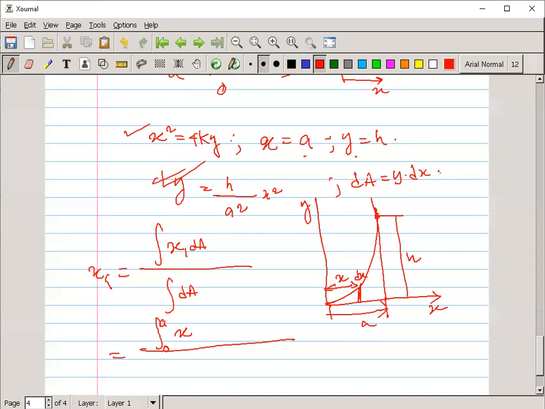Now the question may come, what is the value of y? It is written here, tell me. y is h x square by a square. So dA is equal to h x square by a square into dx. So we simply put here, instead of dA, h x square by a square dx, divided by the integral from 0 to a of h x square by a square dx. Okay, does anyone have any confusion? Any question up to this?